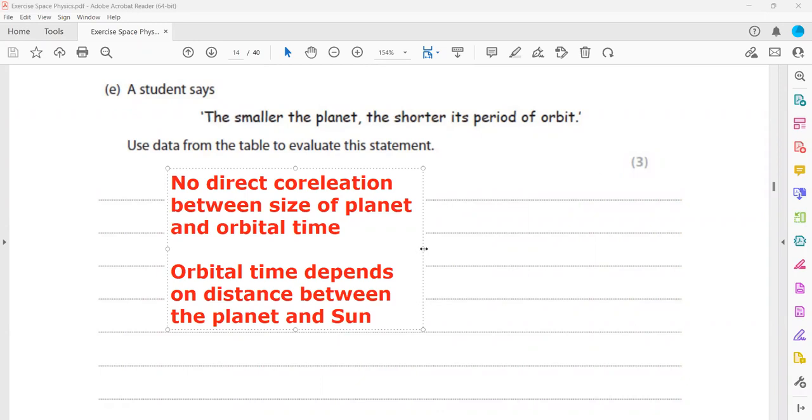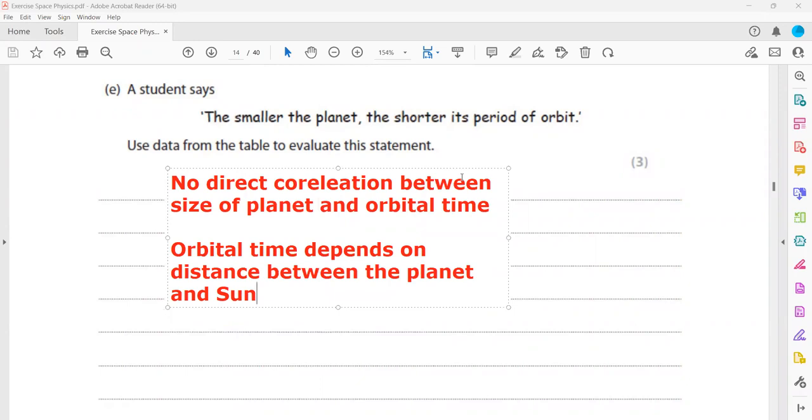And use the data to confirm the statement. Because whenever they say use the data from the table, I have to use the values to justify my statement that there is no direct correlation between the size of a planet and orbital time. Yes, it depends on inertia too, but your answer should be very simple. You don't have to use inertia here, as you're analyzing a table. So when you analyze a table, the size of the planet does not affect its time period.